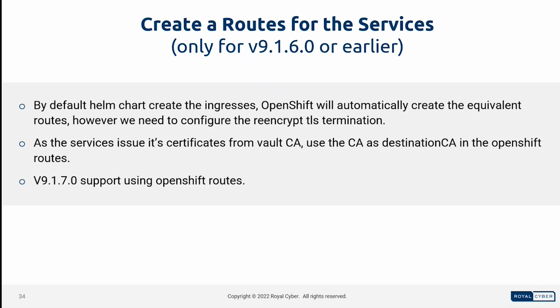By default, when we deploy the HCL Commerce version 9 over OpenShift, the Helm chart creates the ingress rules, and OpenShift will automatically create the equivalent routes from these rules. However, we need to configure the re-encrypt TLS termination. When we get the route, here we need to pass the Vault CA certificate, so we can use the CA as a destination CA in the OpenShift routes.